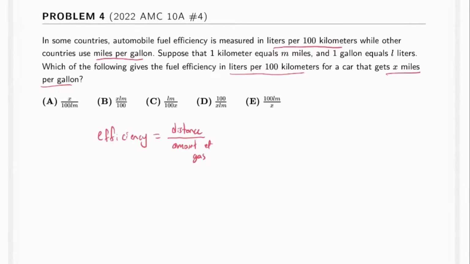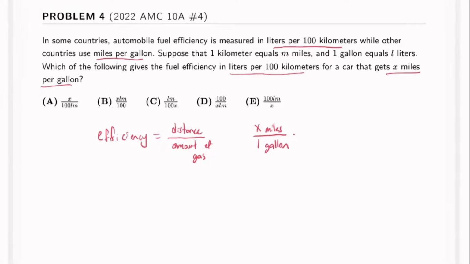When you look at speed, we say distance per time. Miles per gallon is going to be a kind of rate, but when we talk about efficiency, we just flip that fraction. So in our case, we want to find x miles per gallon, which is over 1 gallon. This is what we are interested in, but we want to get it in liters per 100 kilometers.